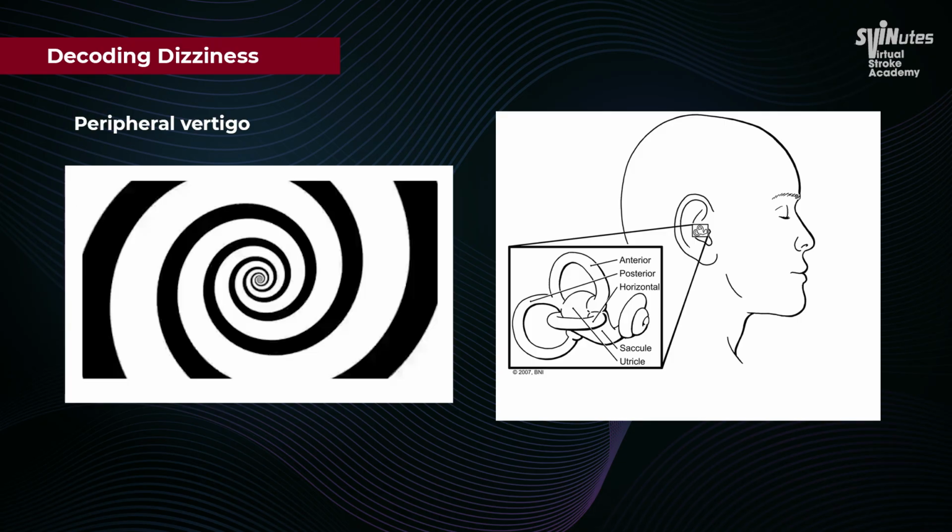Associated symptoms can include gait imbalance, tinnitus, hearing loss, nausea, vomiting, and diaphoresis. It is common for patients to report a positional component to their symptoms, meaning that symptoms are triggered or exacerbated by head movements. Depending on the specific etiology, patients may have an excellent response to medication, vestibular exercises, and/or maneuvers. Some causes of peripheral vertigo include BPPV, vestibular neuritis and labyrinthitis, and Meniere's disease.